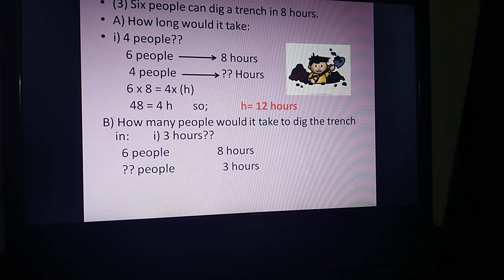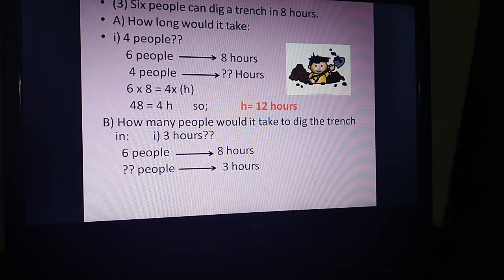How many people would it take to dig the trench in 3 hours? So, put hours under hours. Now, we think again. If I have less time to do the job, I only have 3 hours to finish the job. Will I need more people or less people? Of course, I'm going to need more people to finish the same job in less time. So this is inverse proportion one more time.